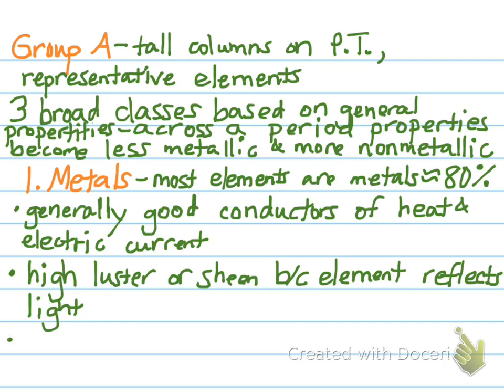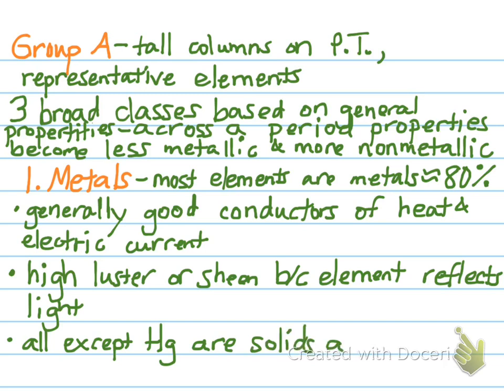For the metals, all of them except mercury are solids at room temperature. So all of the metals on the periodic table are in the solid state of matter when they're at room temperature, with the exception of mercury.